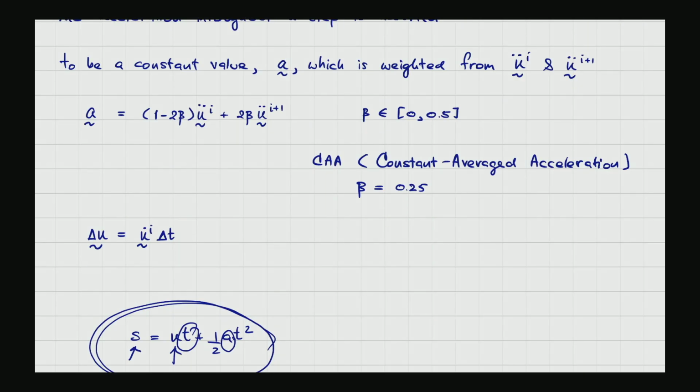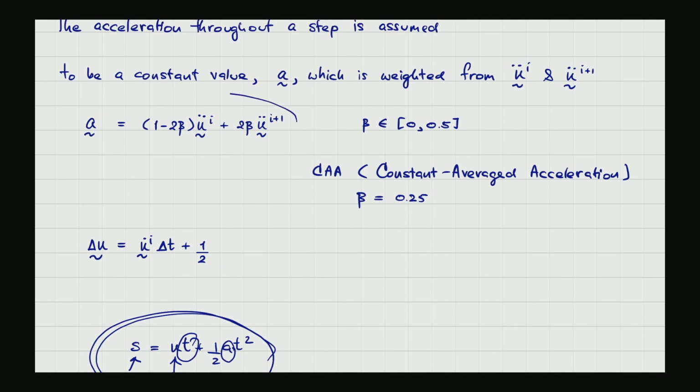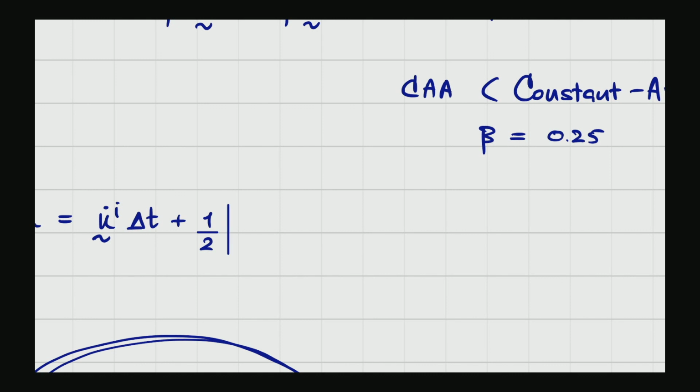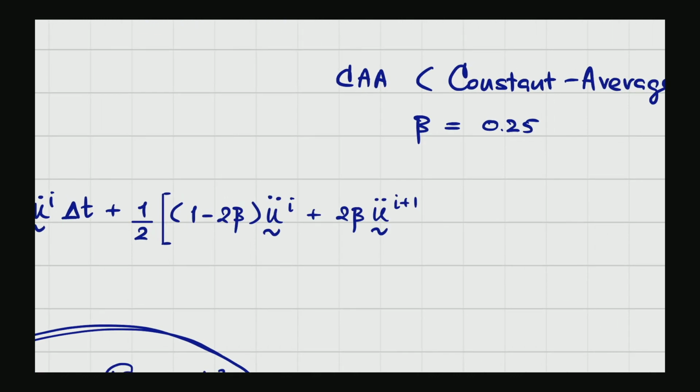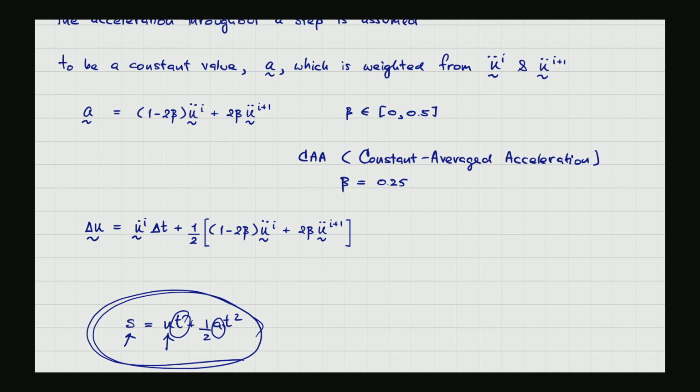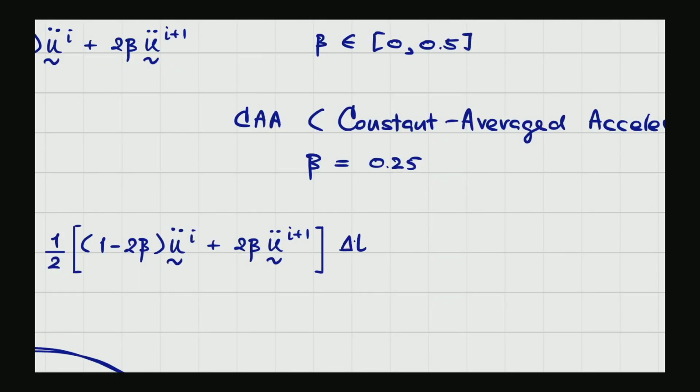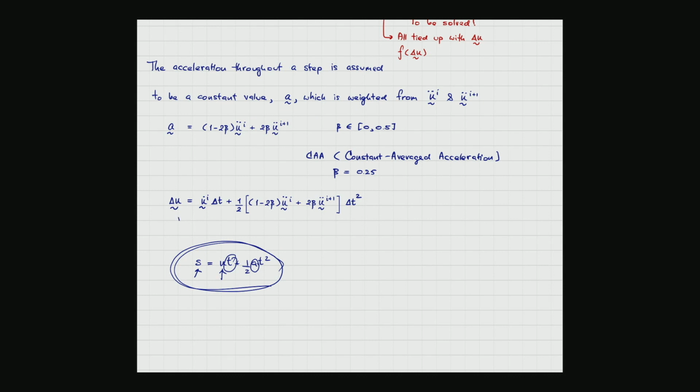s equals ut plus a half of a. A is the thing over here, so I copy this stuff, paste it. There it is, and draw it this way. A half of a and delta t squared. Okay, that's it. s equals ut plus a half at squared. Right.